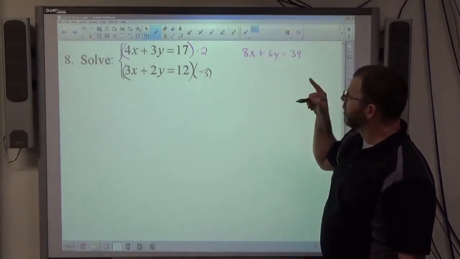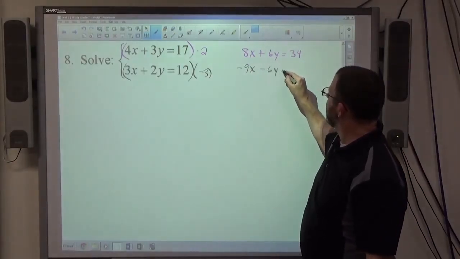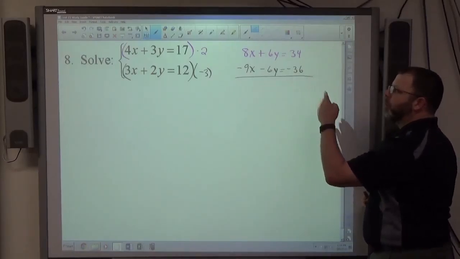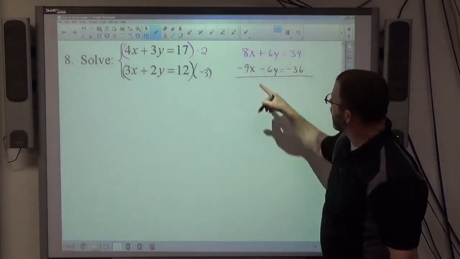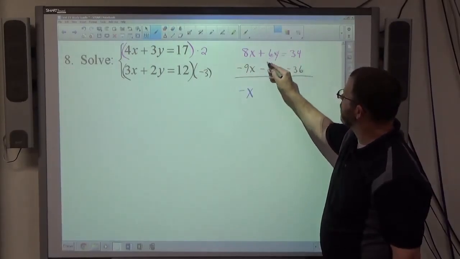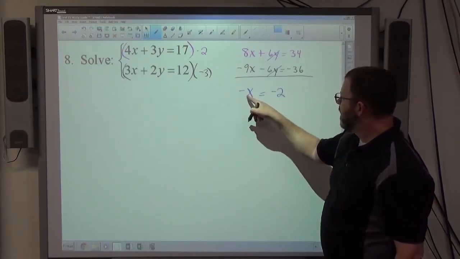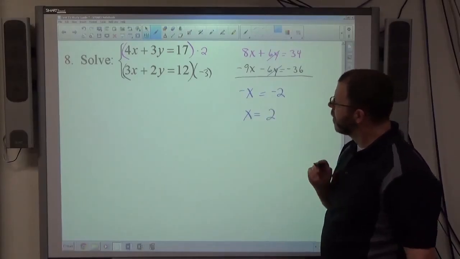Multiplying the bottom equation times negative 3, I'm going to get negative 9x minus 6y equals negative 36. Once I multiply both equations to create these opposite terms, I simply add the two equations together. 8x minus 9x is negative 1x. 6y minus 6y cancels. 34 minus 36 is negative 2. If minus x equals minus 2, positive x equals positive 2.